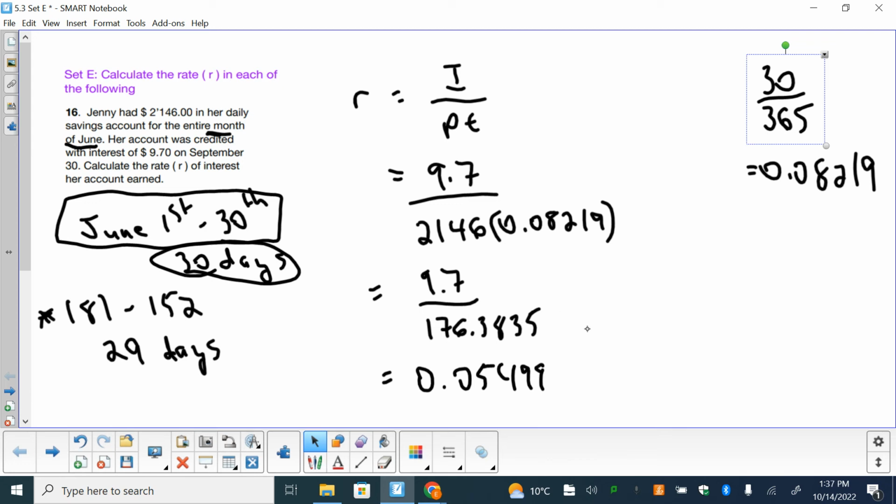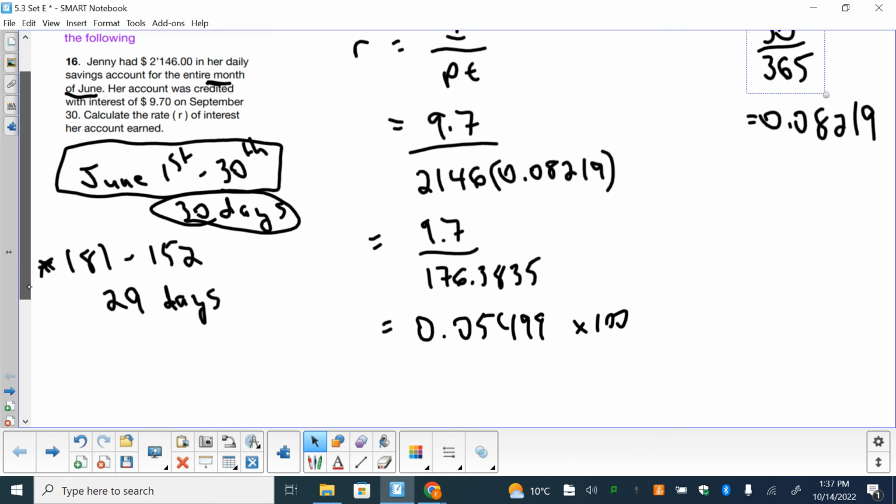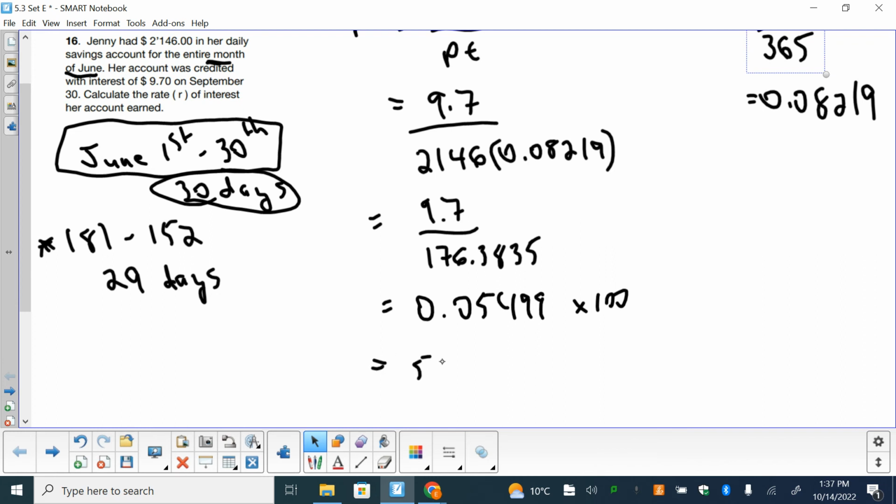0.05499. Now remember, we want it as a percentage. So I'm going to multiply by 100, which gives me 5.499%, which is essentially 5.5%. So be careful with the counting principles. That does throw a lot of people off. And that's what I'm referring to when I talk about this.